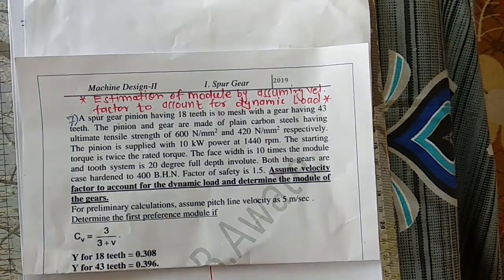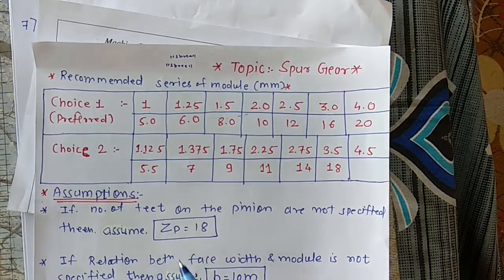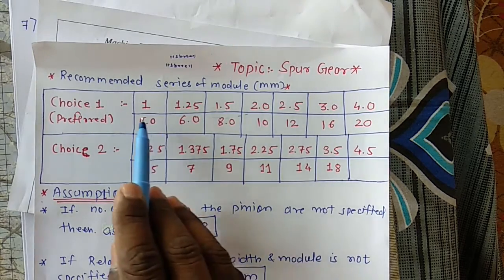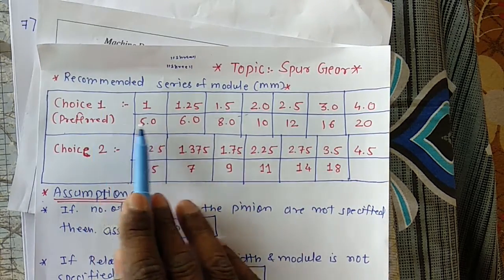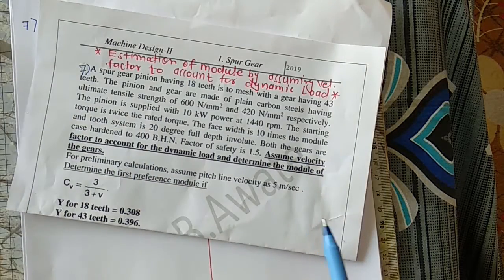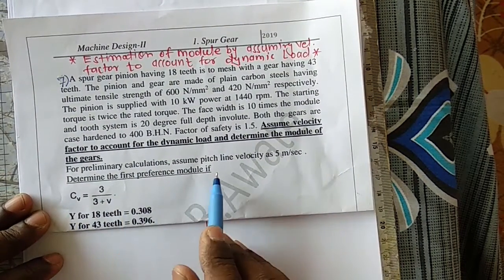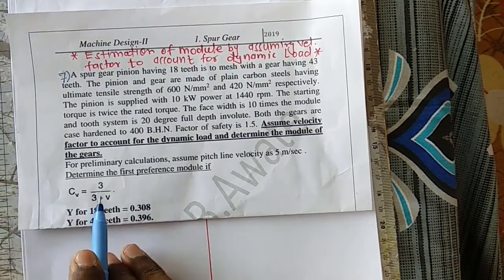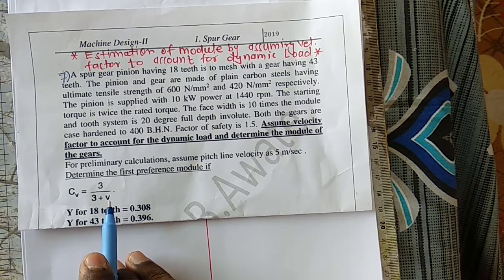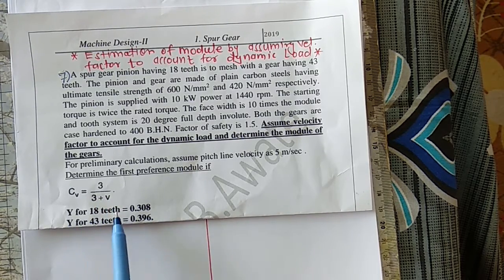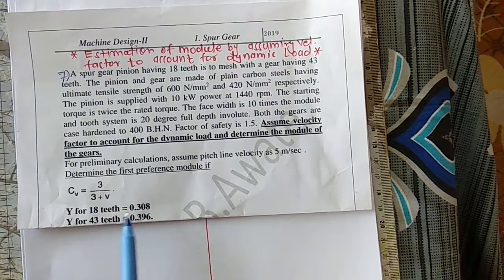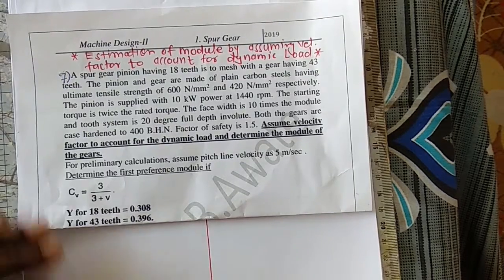Means whatever the module we are going to calculate, that has to be selected from this first preference value of module. CV is equal to 3 divided by 3 plus V, this is the value for CV they have given. Y for 18 number of teeth is 0.308 and Y for 43 number of teeth is 0.396. Means these are the values of Lewis form factor.